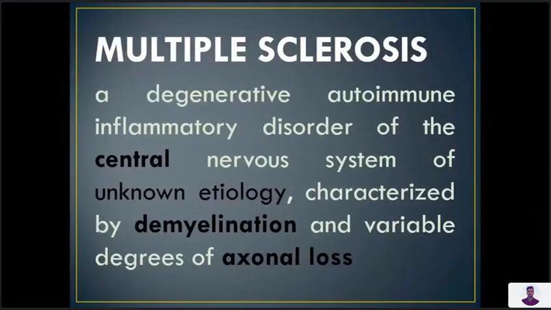At the beginning, what is multiple sclerosis? In general, multiple sclerosis is a degenerative autoimmune inflammatory disorder of the central nervous system. There is a predilection to the central, and nobody knows why demyelinating diseases have a predilection to affect either central or peripheral. Multiple sclerosis affects the central nervous system, of unknown etiology until now, characterized by demyelination and variable degree of axonal loss.